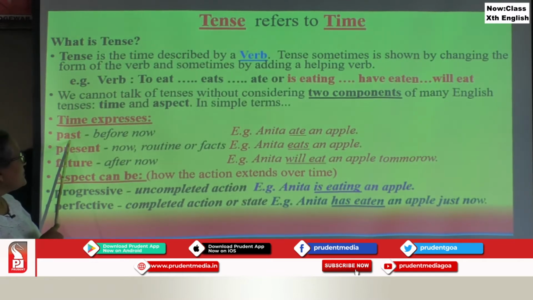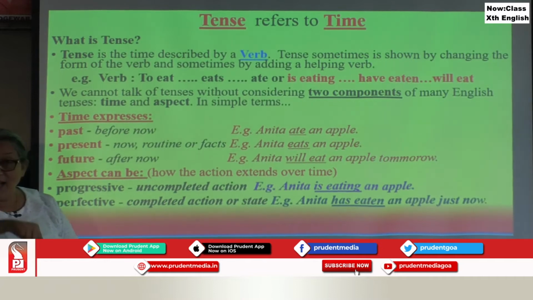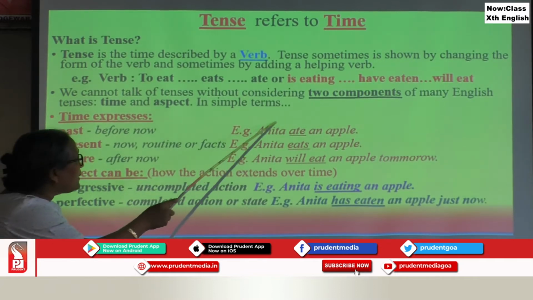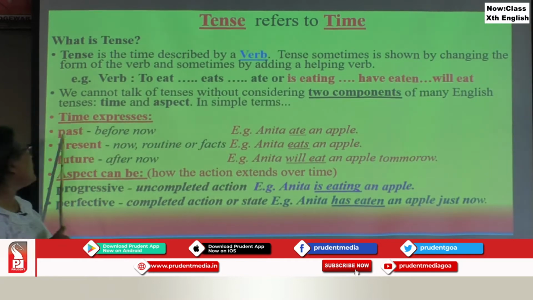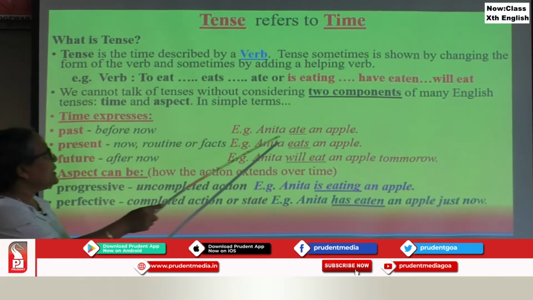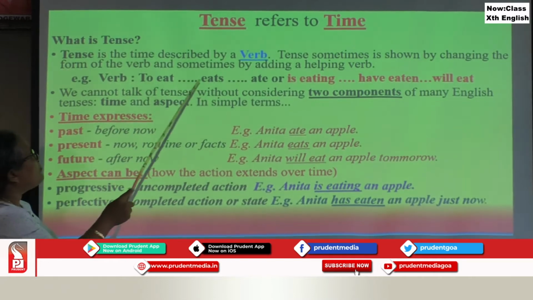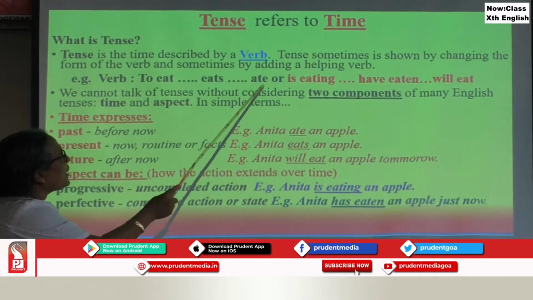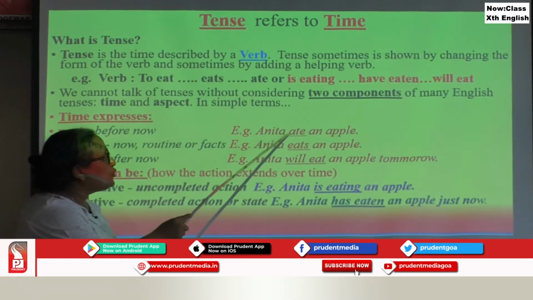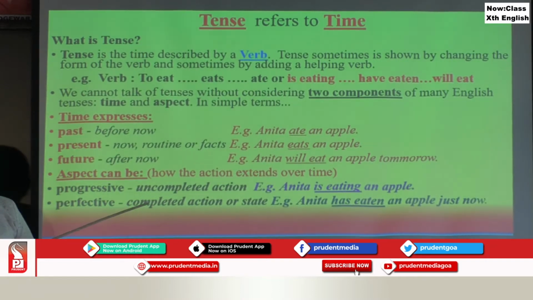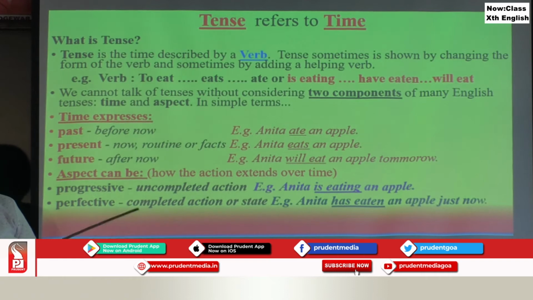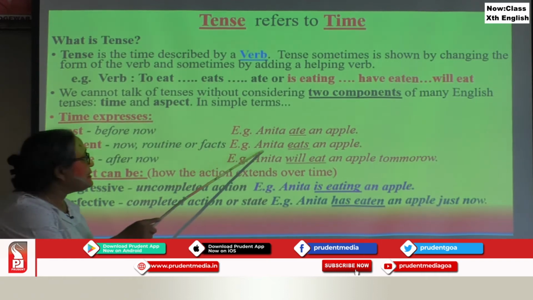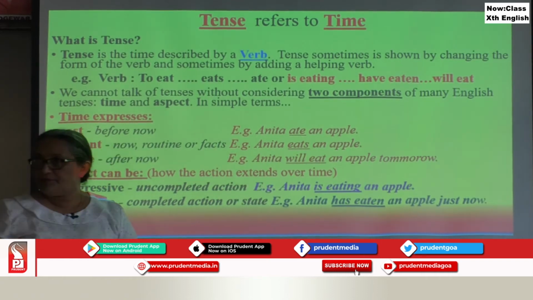Past. Before now, not now, before. Anita ate an apple. Ate is before now. I have only changed the form. From to eat, I have made it ate, to use it in the simple past. By present, we identify now, routine and facts. By now I mean Anita eats an apple.